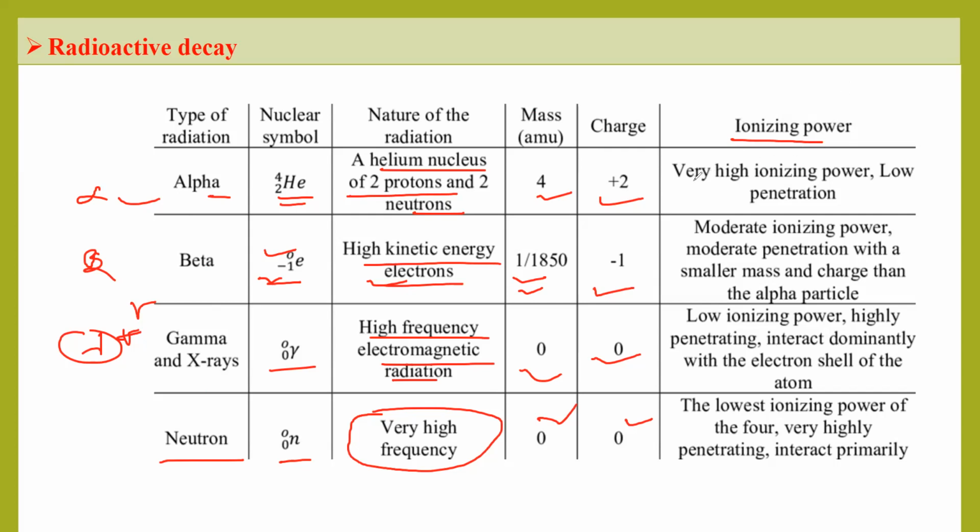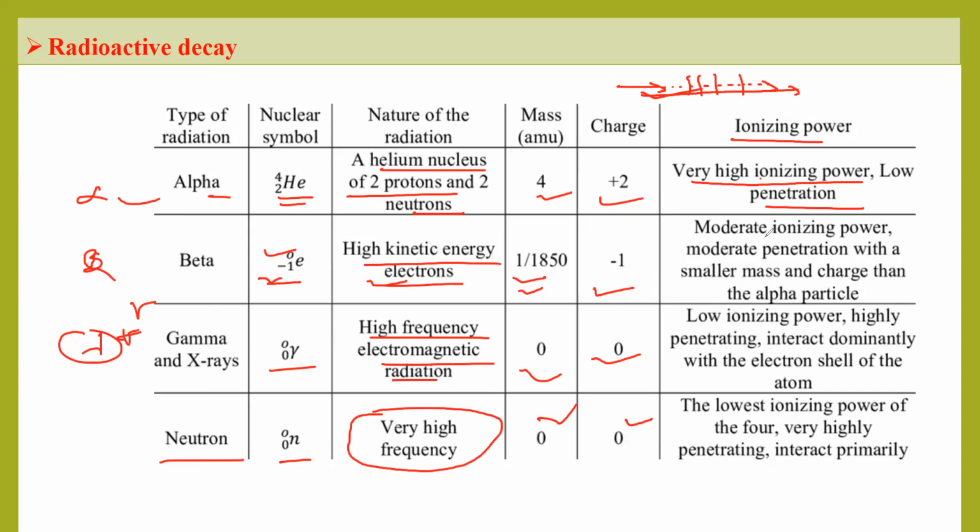Alpha radiation has very high ionization power but low penetration. What is penetration? For example, there are one layer, two layers, three layers, four layers, and these are alpha radiation, so it cannot penetrate like this. But if you take a neutron, then it will penetrate all the layers. So this is penetration. Alpha radiation has very high ionization power but low penetration.